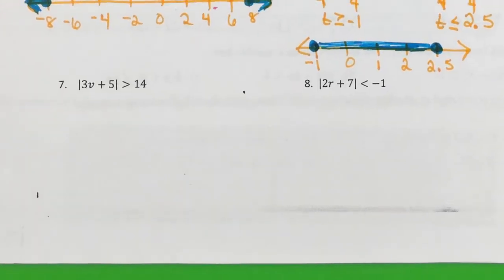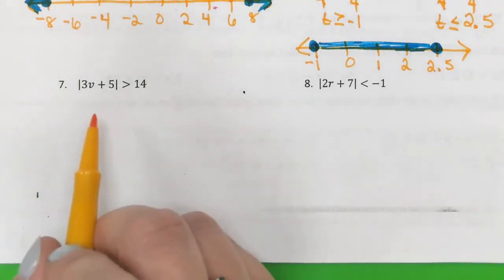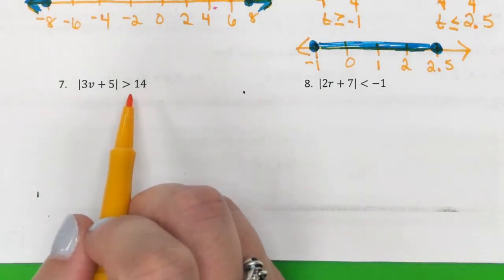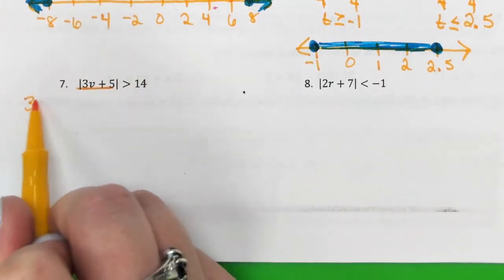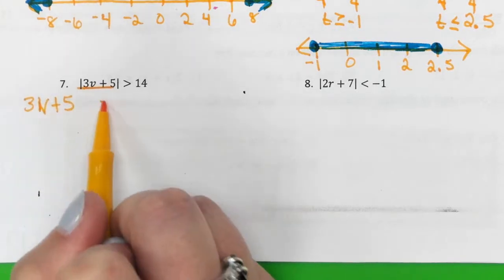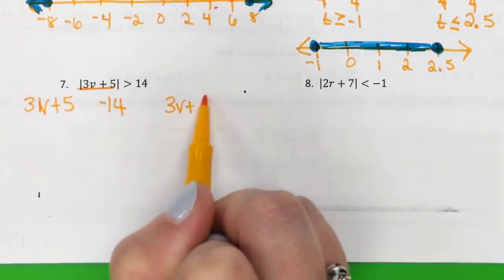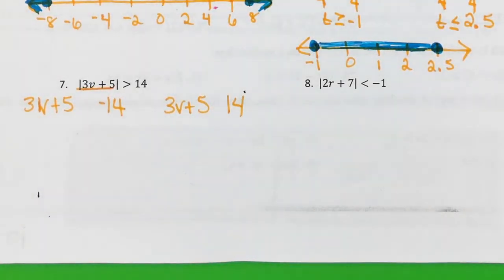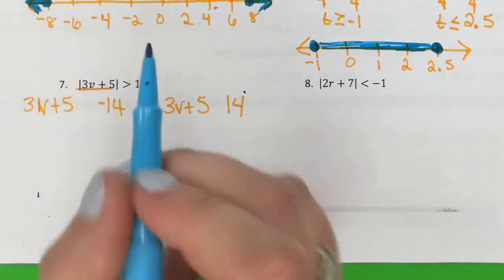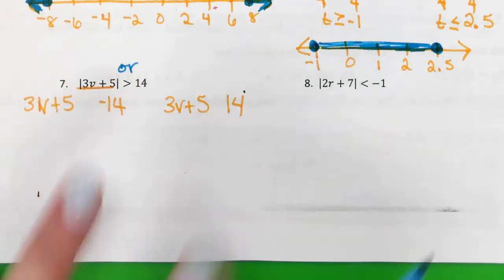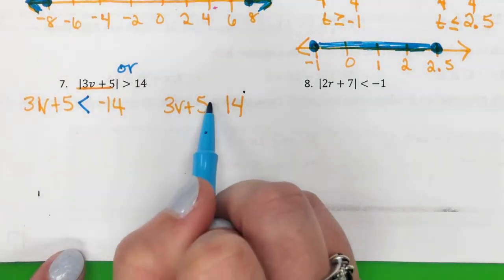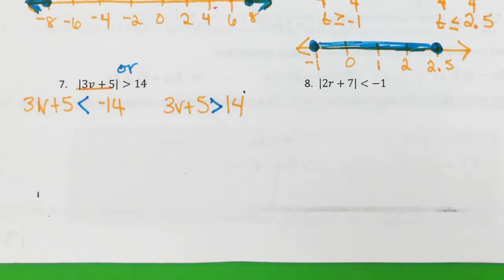Alright, number 7. So, what's the only thing that we touch? The 14. Here we go. Do we mess with anything in here? No. AJ, you ready? Alright. What kind of problem is greater than? It's an or problem. An or problem shades where? Away. So what am I going to do to both of my arrows right here? I'm going to point them away from each other. Very good.